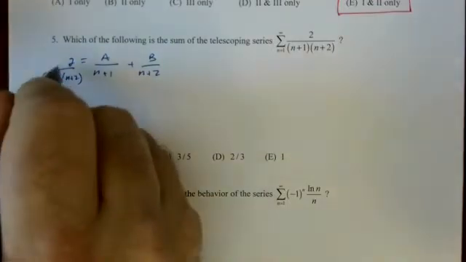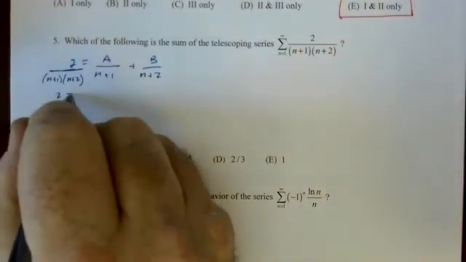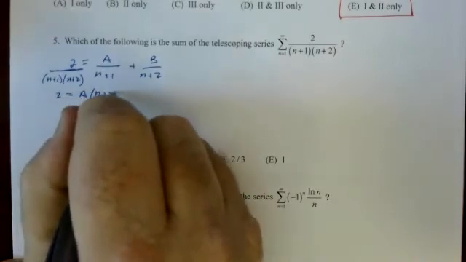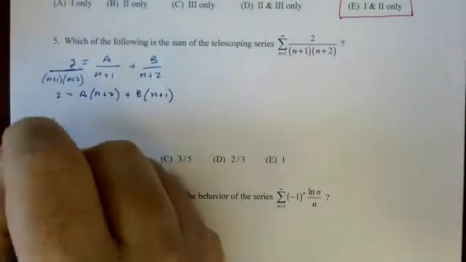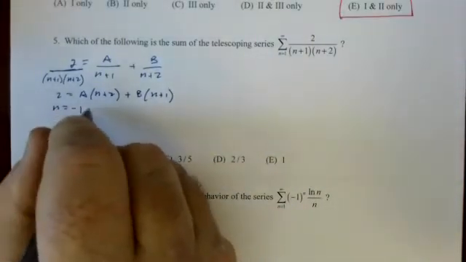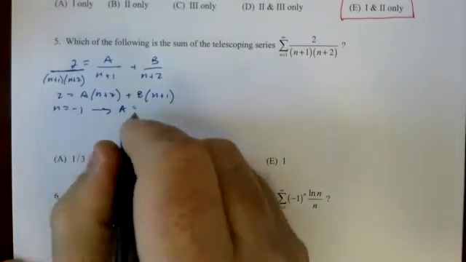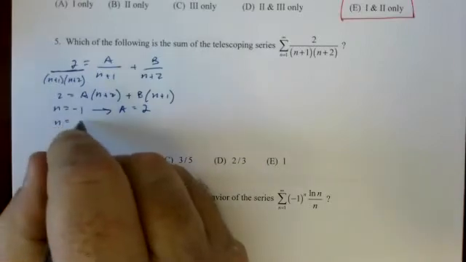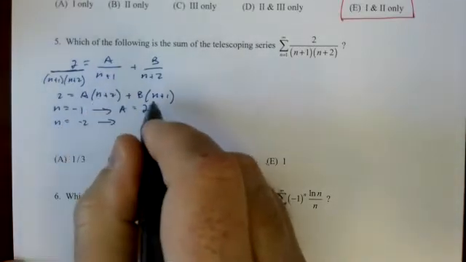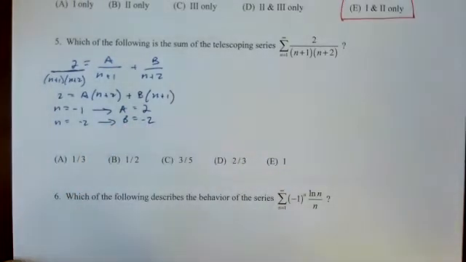And my brain was just on full alert there going, what just happened? I did something very wrong. 2 equals A times (n plus 2) plus B times (n plus 1). N equals -1, so A equals 2. N equals -2, so B equals -2.